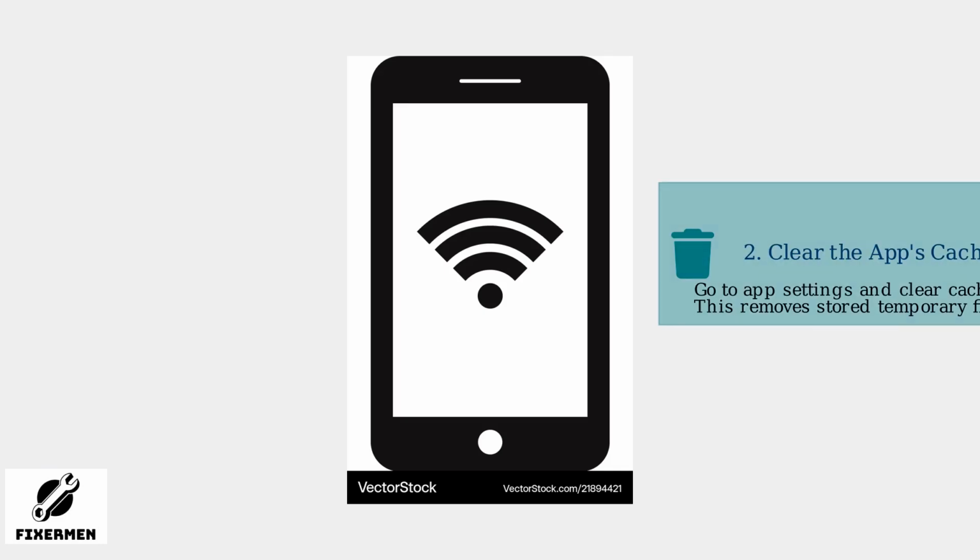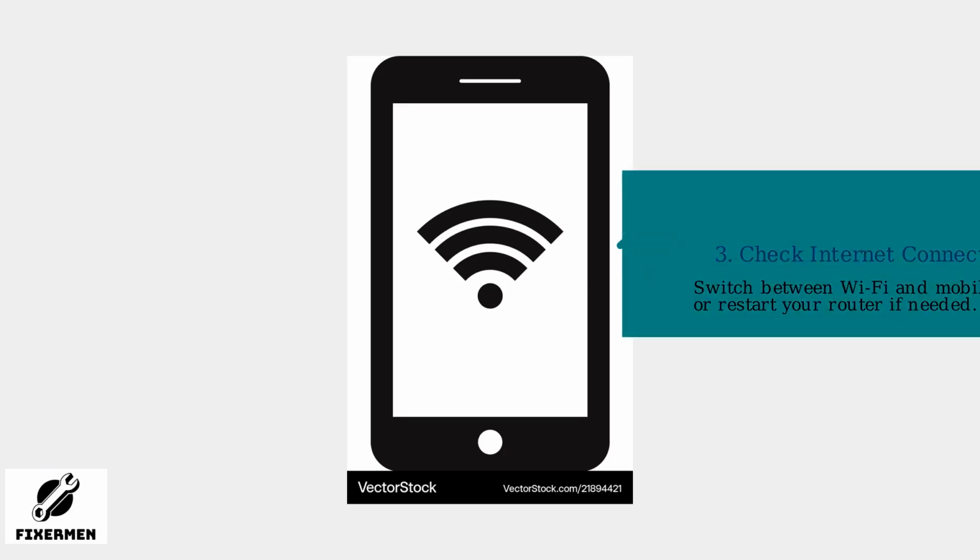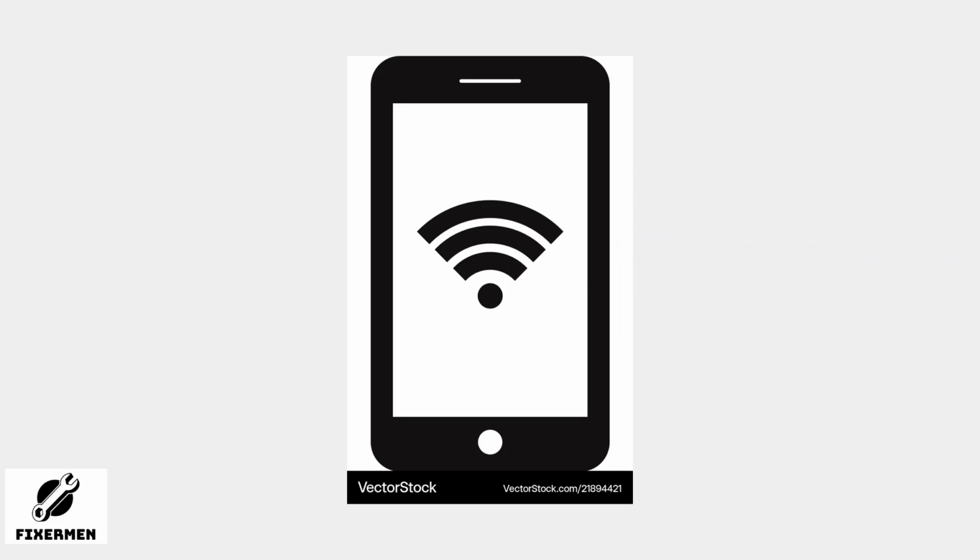Second, clear the app's cache. In your device settings, find Venmo, select Storage, and Clear Cache. This removes temporary files that might be causing conflicts. Third, ensure you have a stable internet connection. Try switching between Wi-Fi and mobile data, or restart your router. Unstable connections can trigger error messages.